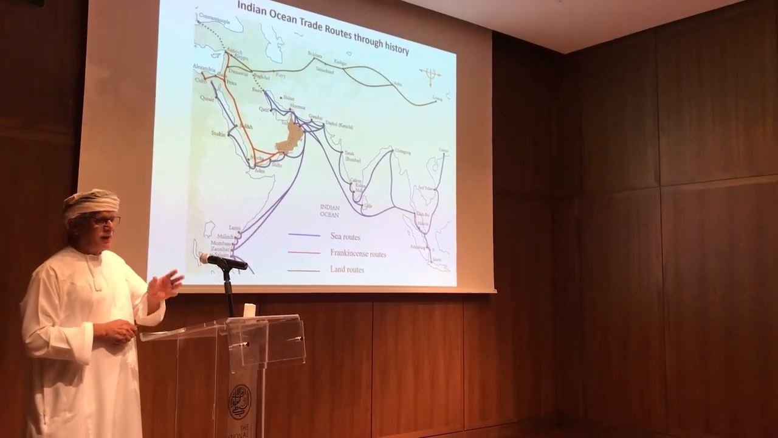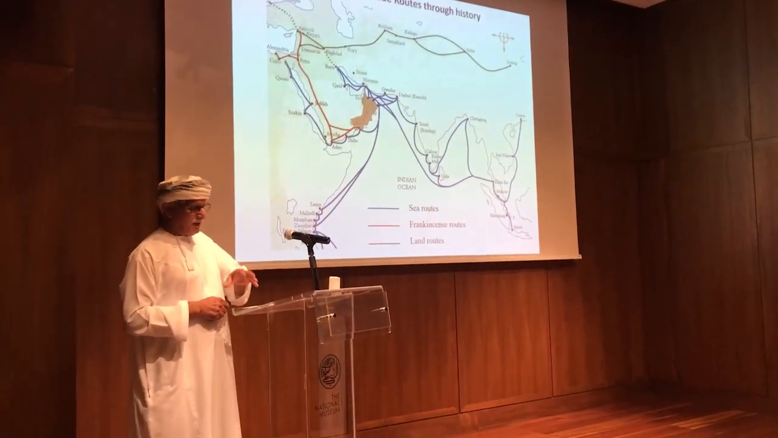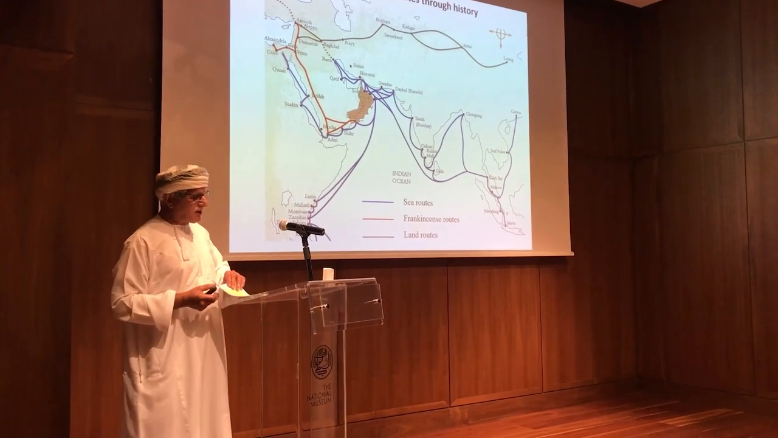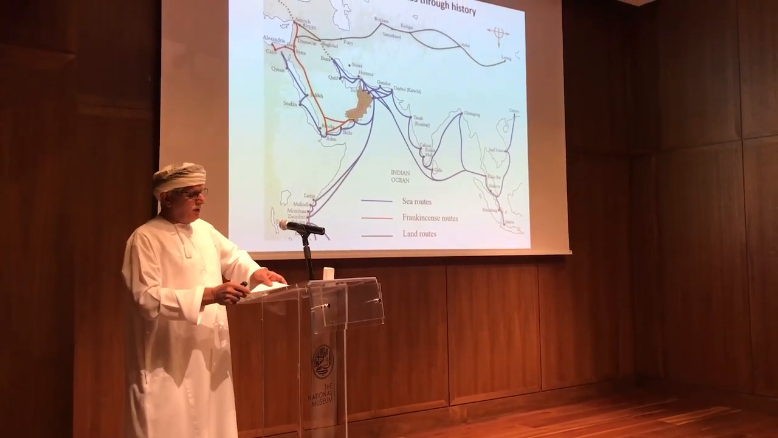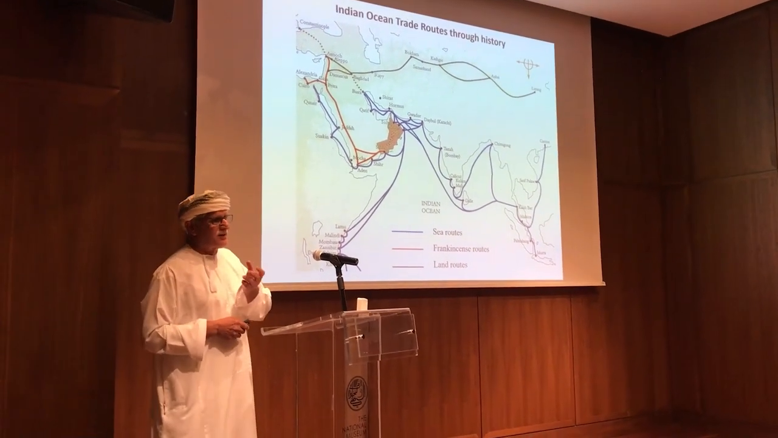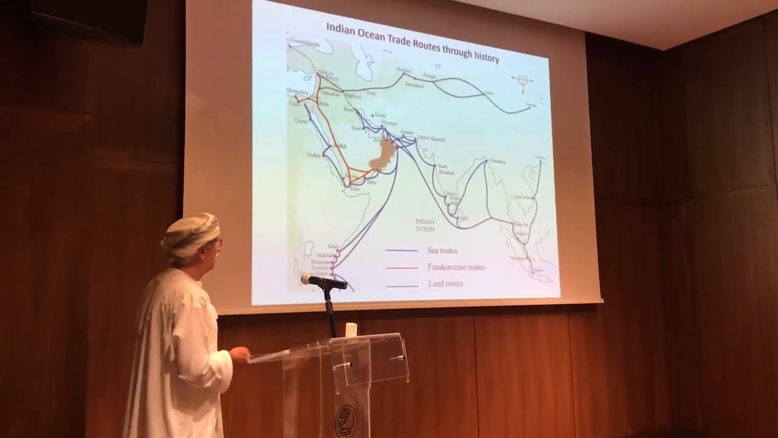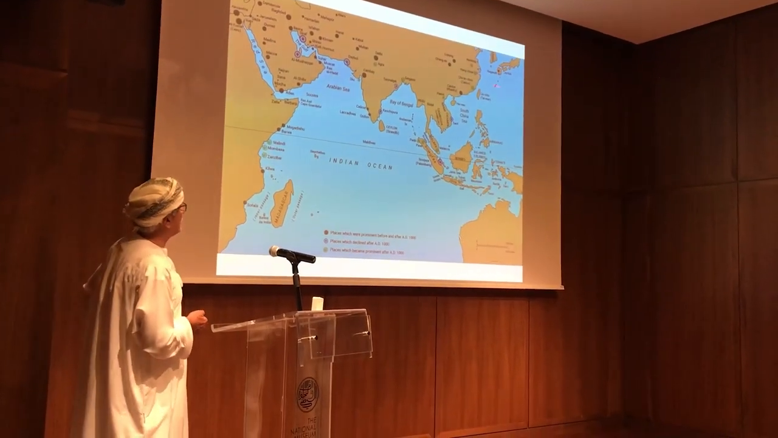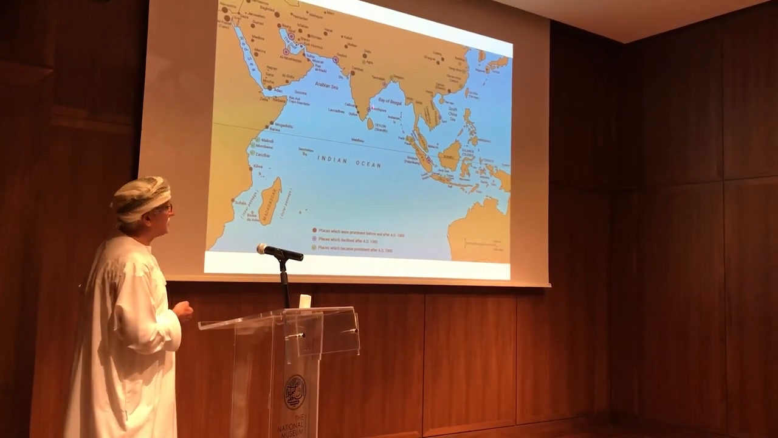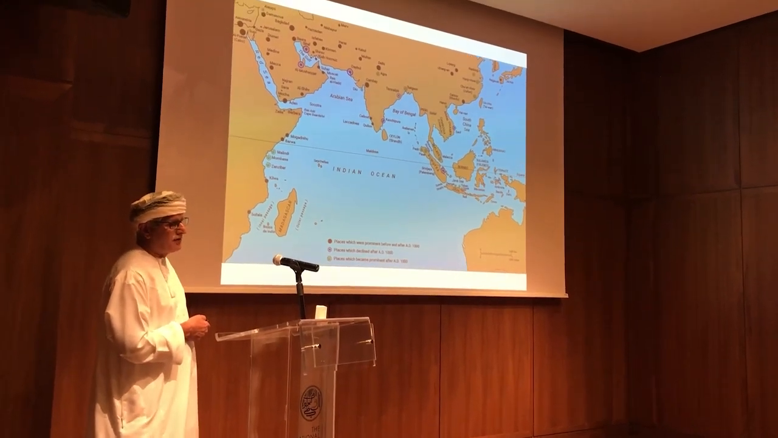So this is the start of the relationships between India and Oman. But with the rise of Islam in the 7th century, two major historical factors combined to link the Indian Ocean area. What actually happened is that the Tang Dynasty unified China for 300 years, from the 7th century to the 10th century.